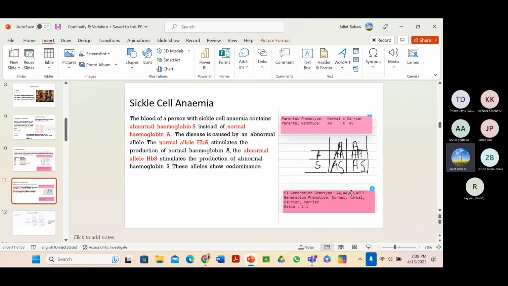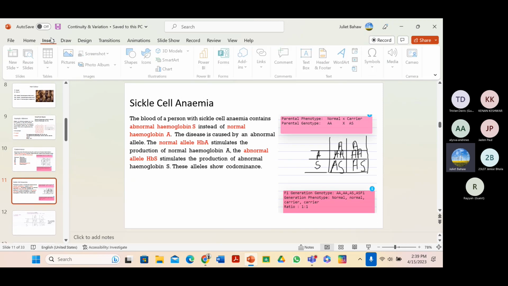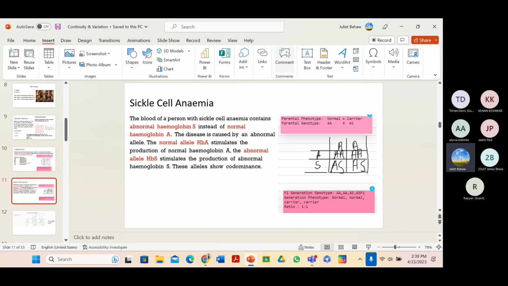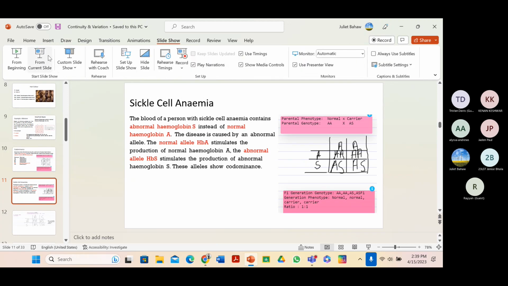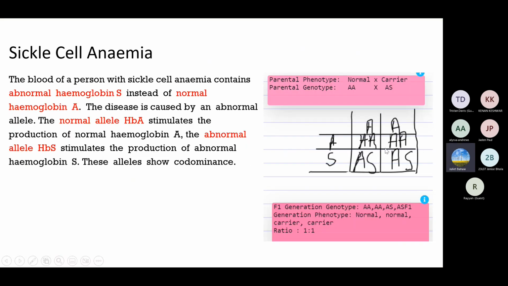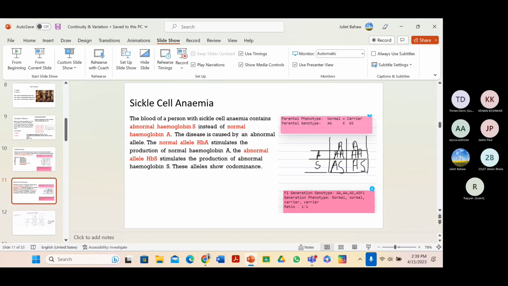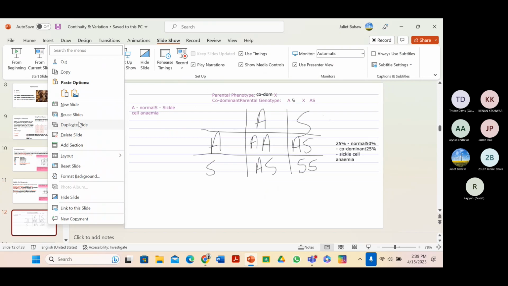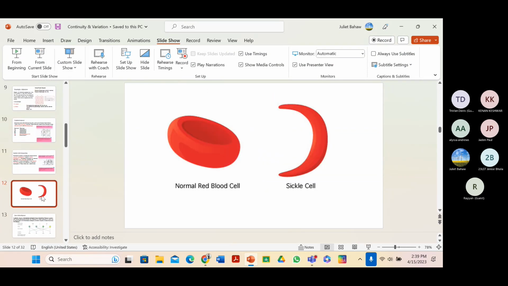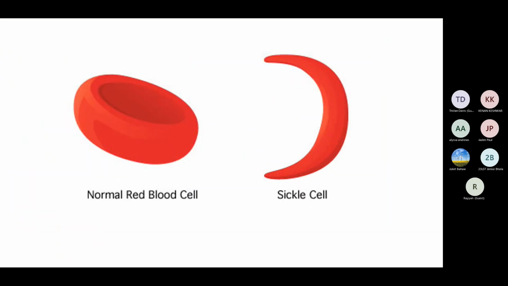Now for these questions, always use these symbols. They tend to give it to you, or always use them, because it's understood that A will be normal, S is sickle cell, right? Okay. Right, so this is the shape of a normal red blood cell. This is the crescent shape, or sickle cell.